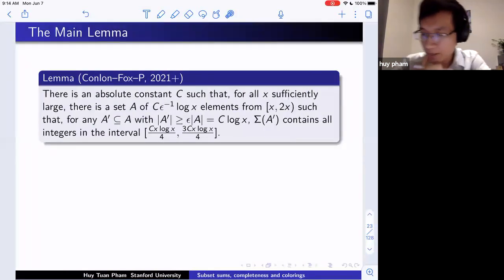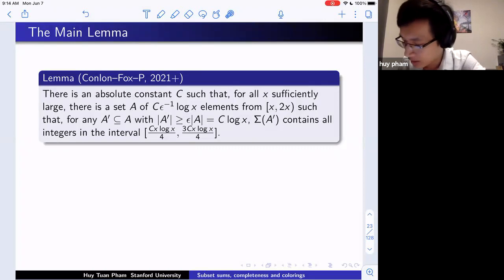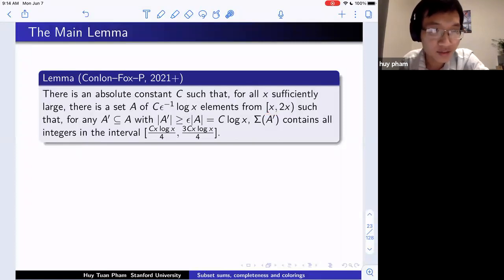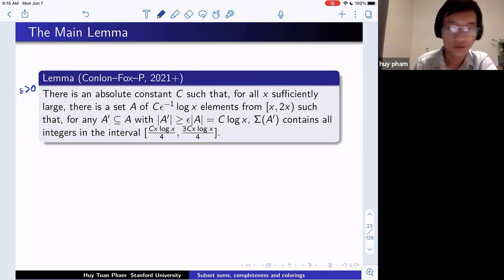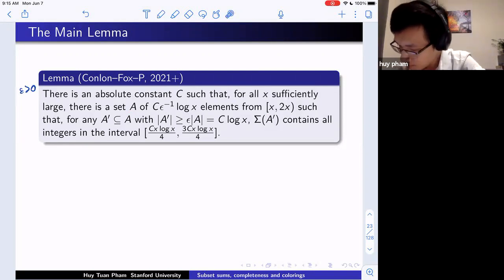So the main lemma behind the proof of this theorem is this lemma, and it roughly says that for all x sufficiently large, if we look at the dyadic interval from x to 2x, then we can pick a subset A of roughly a constant times epsilon inverse times log x many elements. Here epsilon greater than 0 is an arbitrary parameter. So for any epsilon greater than 0, if x is sufficiently large, this property holds.